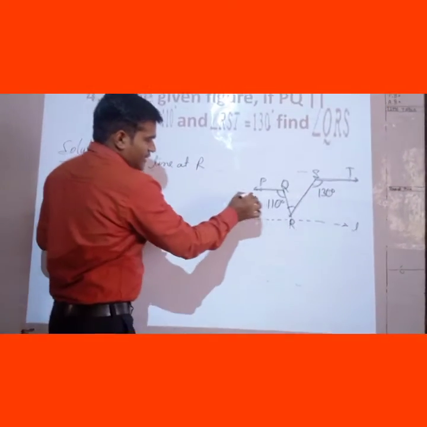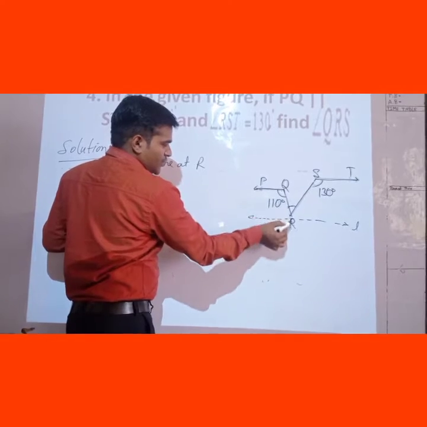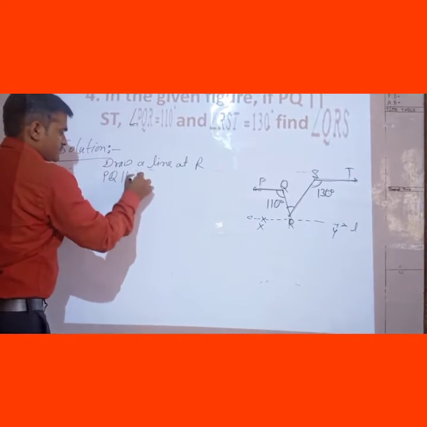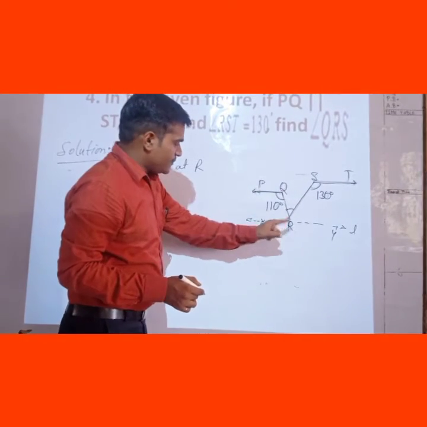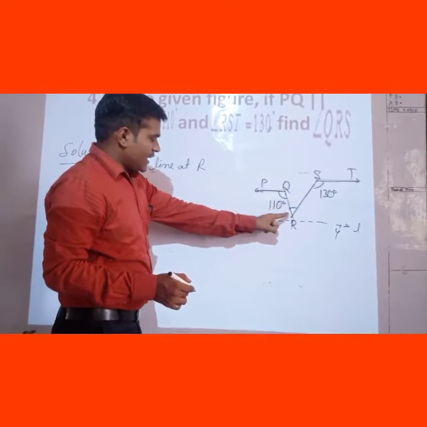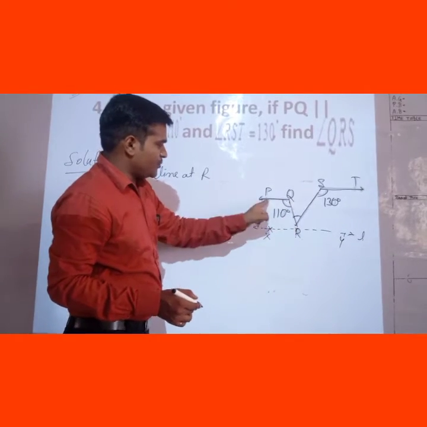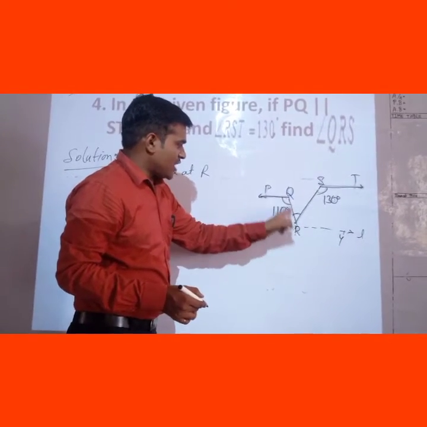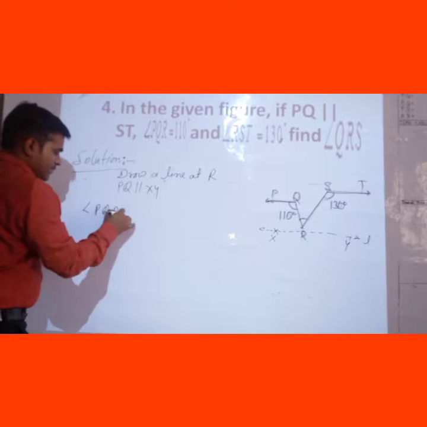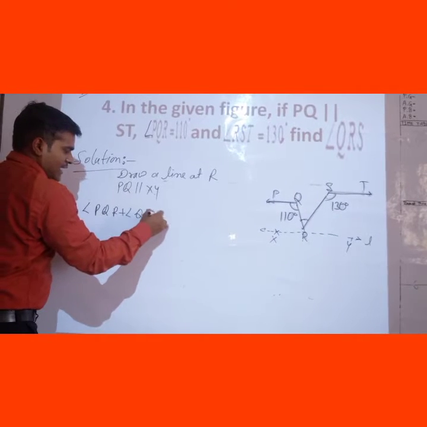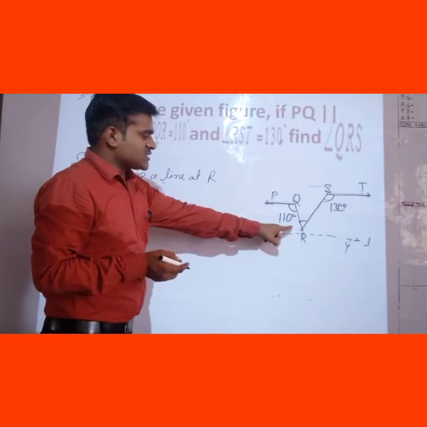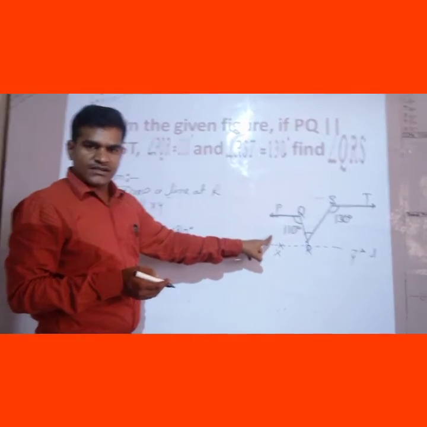So children, angle PQR plus angle QRS. Let us name the line X and Y, right here X, Y. Both are co-interior angles, the interior angles on the same side of the transversal. If PQ and XY are parallel, then QR is the transversal for that. So angle PQR plus angle QRX is equal to 180 degree, as we know that interior angles on the same side of the transversal are supplementary, it means their sum is 180 degree.